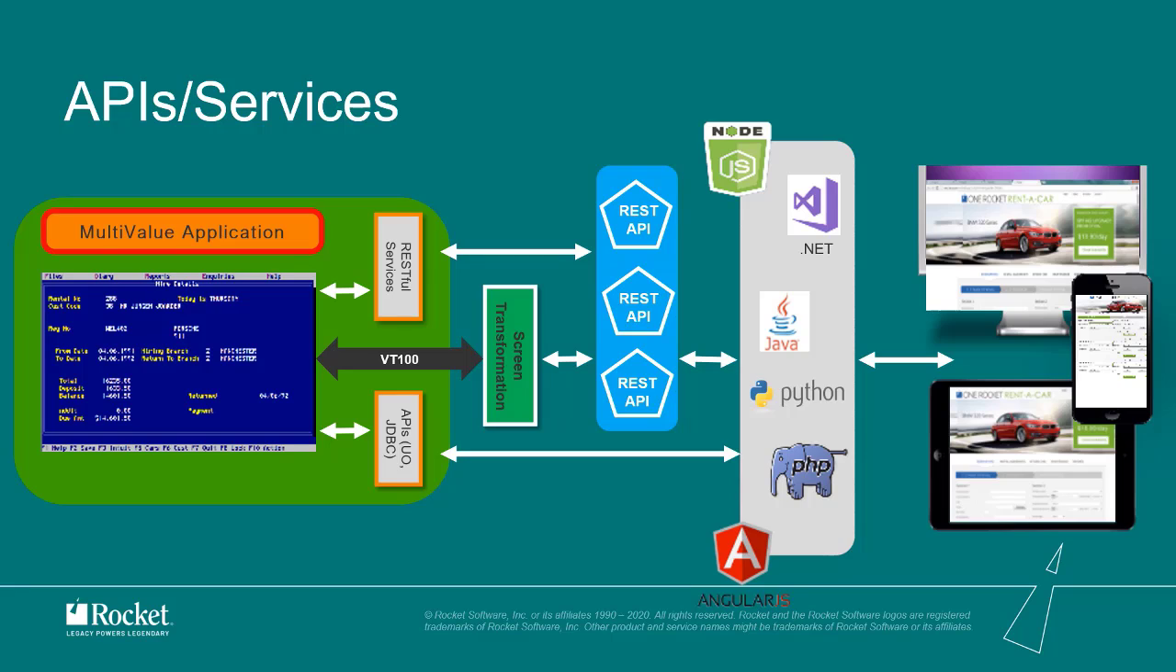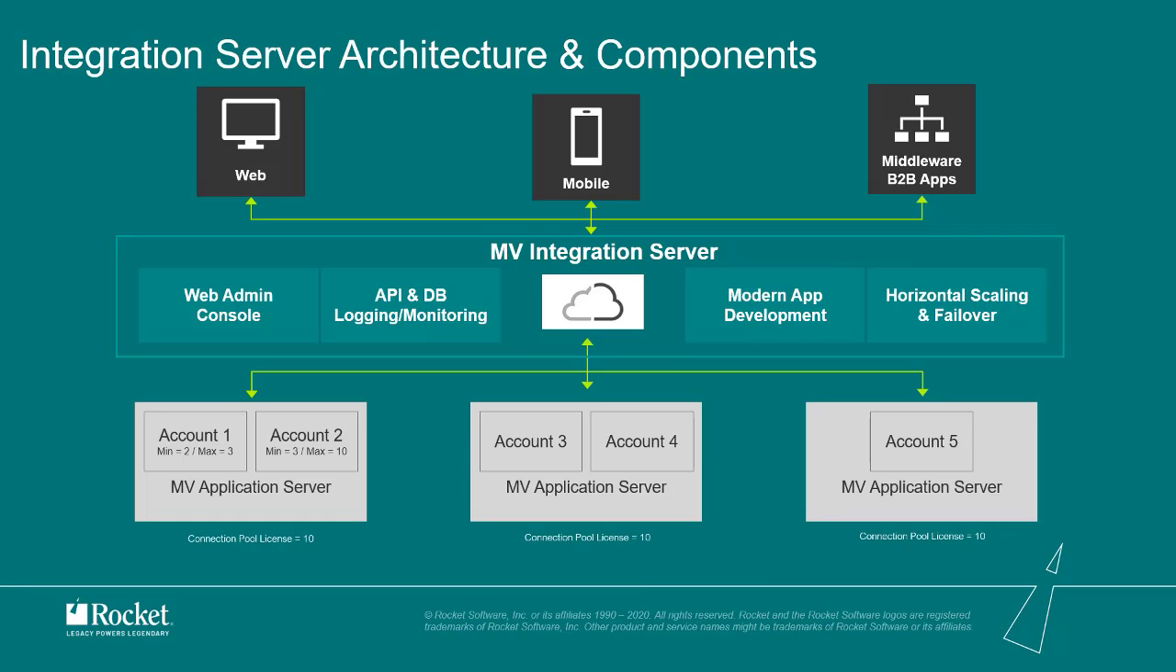Now what we're doing is adapting our approach to be API first, to enable our customers to participate in the API economy and adoption of microservices style of architecture within modern applications. So how do we take that and help you manage all of these services for you? What we've done is taken that API focus a step further with the MV Integration Server.